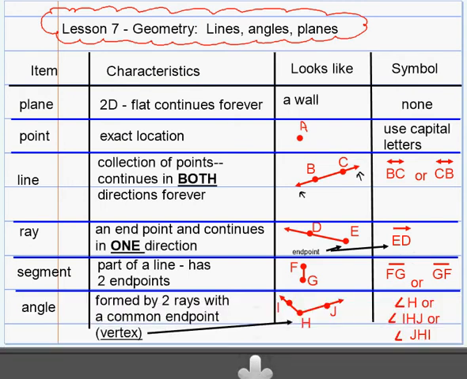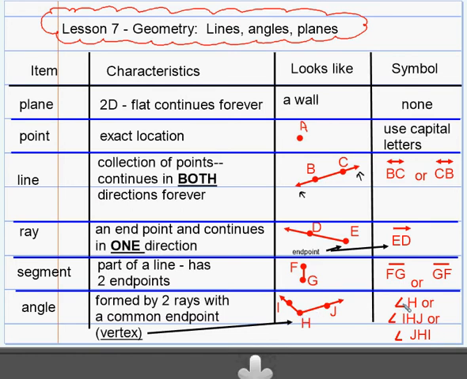Okay, all right, and the last one that I have up here is angles. Angles are formed by two rays with a common endpoint. Okay, so we're going to have one endpoint. That'll be the vertex. Okay, that's important vocabulary. We need to know that the center point of that angle is a vertex. Okay, so this one has ray HI and ray HJ meeting at endpoint H.